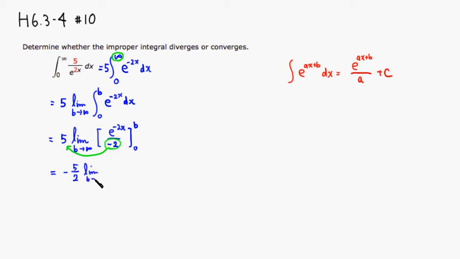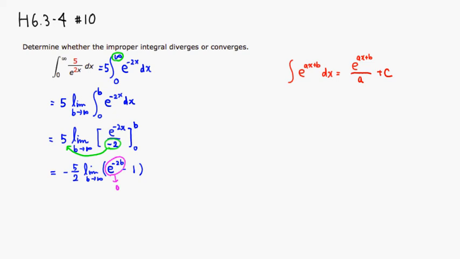as b approaches infinity. And if you plug in b here, you have e to the negative 2b minus e to the 0, which is going to be 1. E to the 0 is 1, right? Alright, then we know that if b goes to infinity, e to the negative infinity is going to 0. So this is approaching 0.